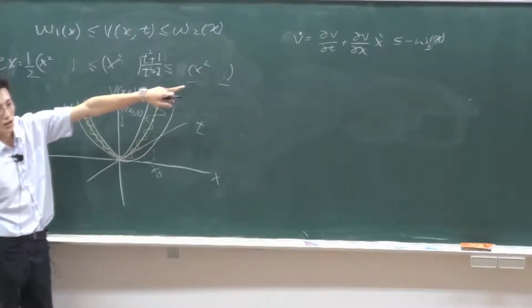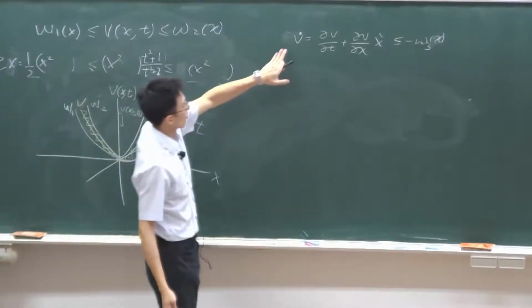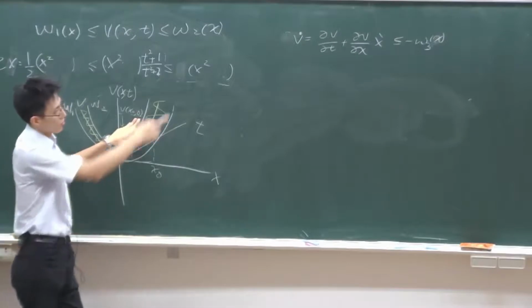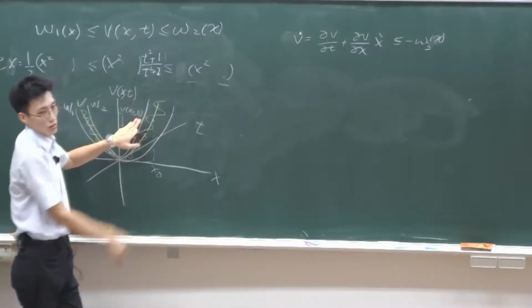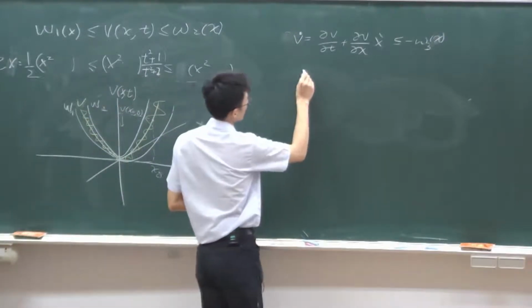Right? So eventually, when will this V stop decreasing according to the condition? When will it become 0? When?